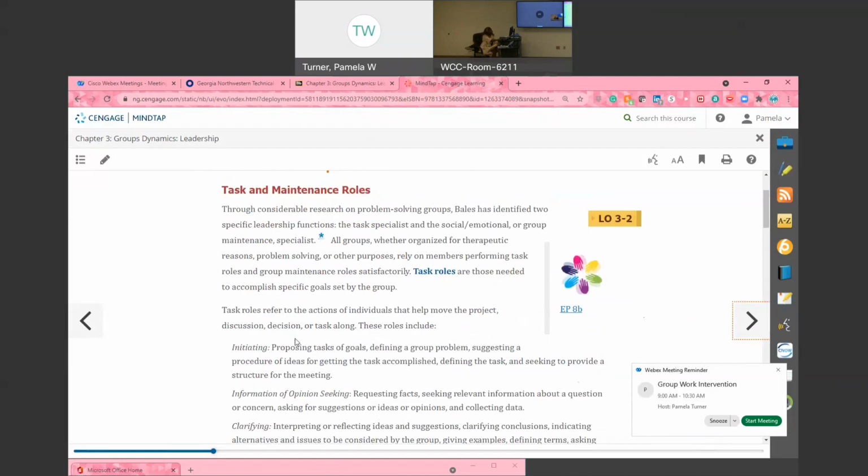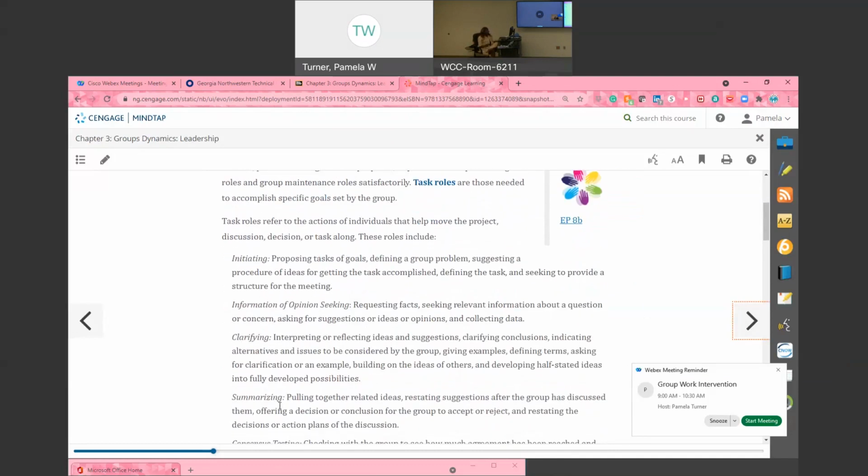So first of all, it's initiating, right? So proposing tasks or goals, getting things started. Okay, so let's get this group started, or next week, let's do this. Or did we discuss this last time? That's my initiator. Then information or opinion seeking: requests facts, seeks relevant information, questions, or concerns.